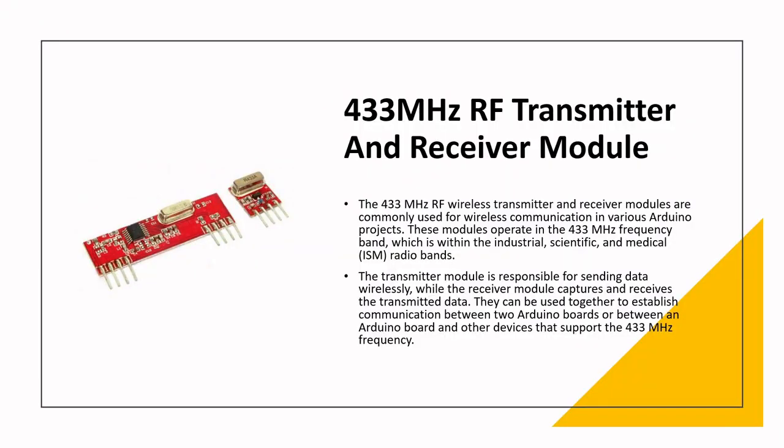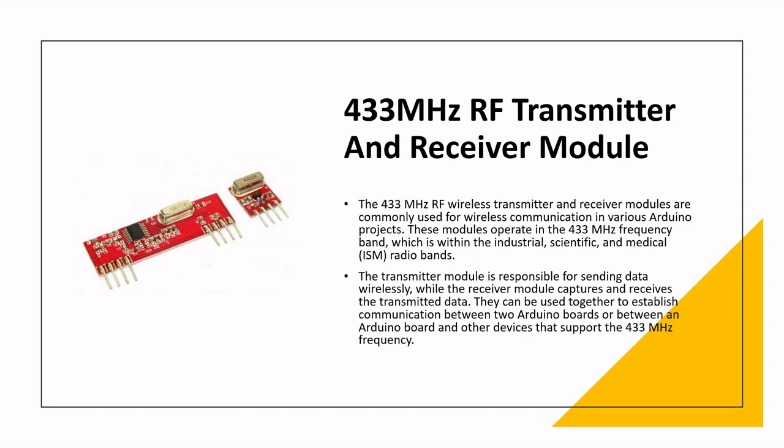Now we are going to talk about the 433 MHz RF transmitter and receiver module. This module is going to be used for the wireless communication in my Arduino project. These modules operate in the 433 MHz frequency band, which is within the industrial, scientific and medical radio bands.